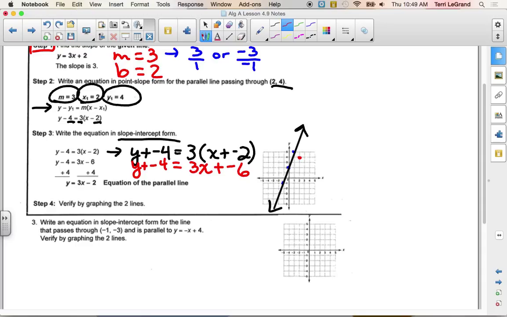Do this with me because this is how we do it. And then we add 4 to both sides, because adding a negative 4, we add its opposite, and we will end up with y equals 3x plus negative 2. And cleaned up, we'll get what they did, won't we?